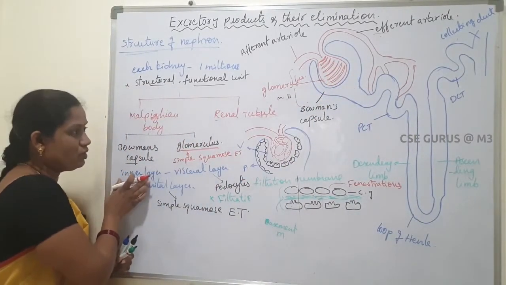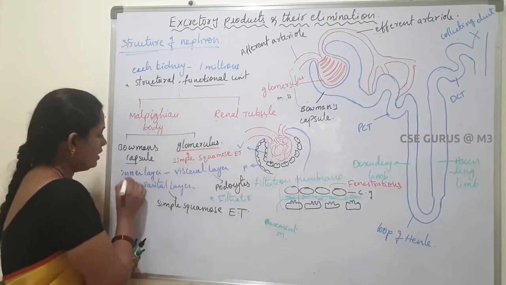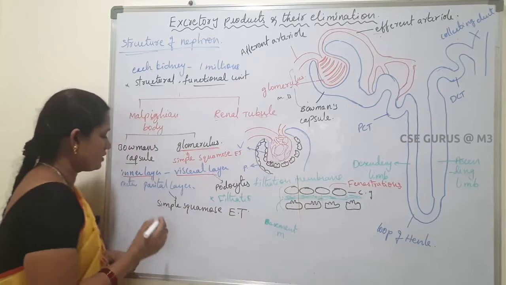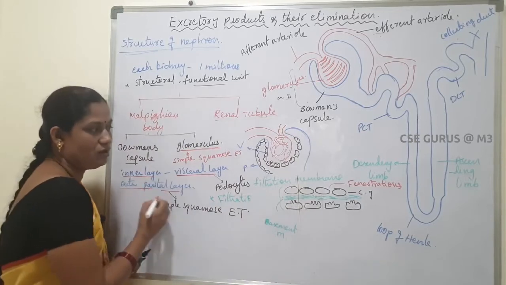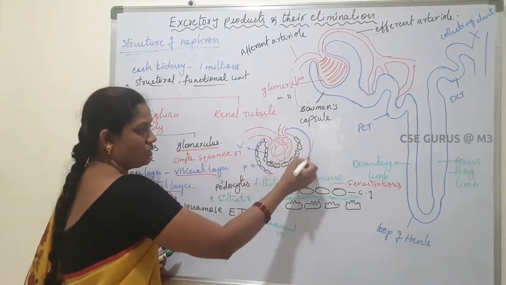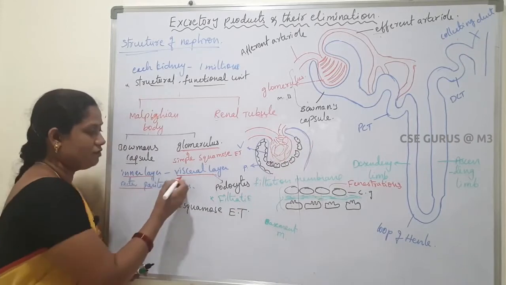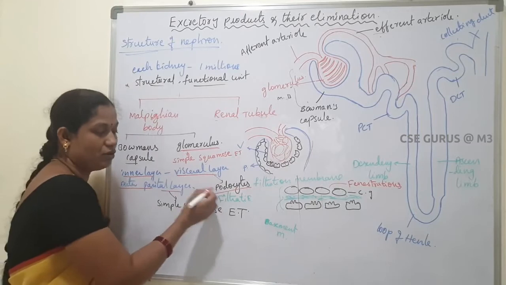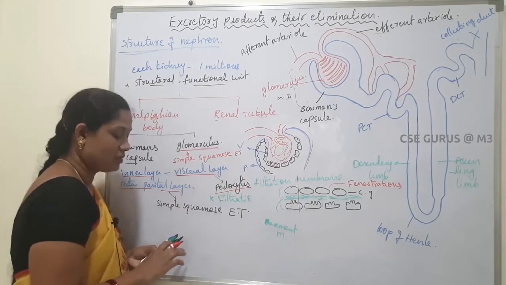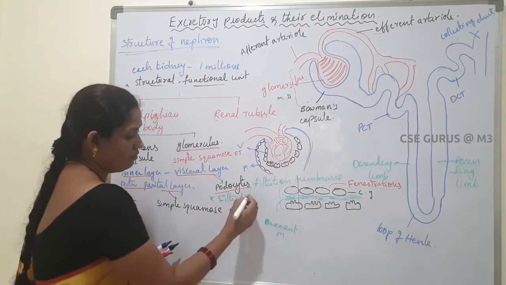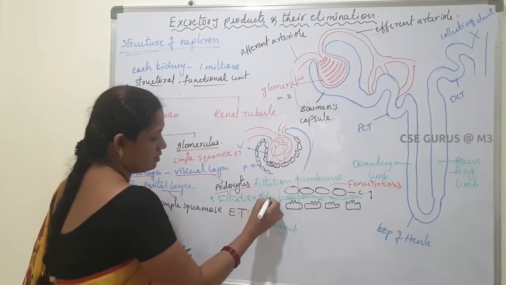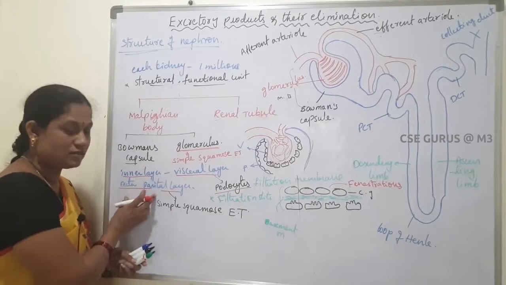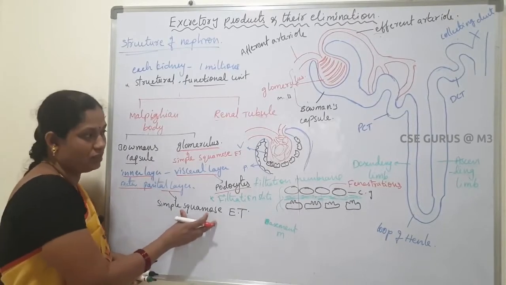It is made up of two layers, a double layer. The inner layer is called the visceral layer. The outer layer is called the parietal layer. The visceral layer is made up of podocytes, a special type of cells. It has some slits, called filtration slits. The parietal layer has simple squamous epithelial tissue.